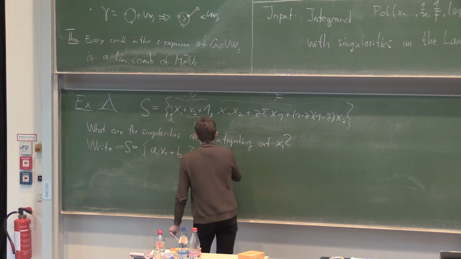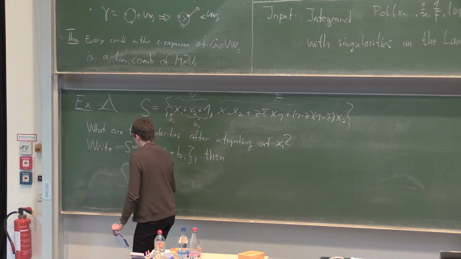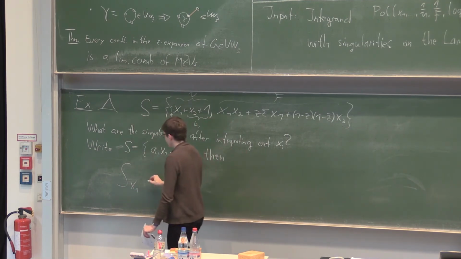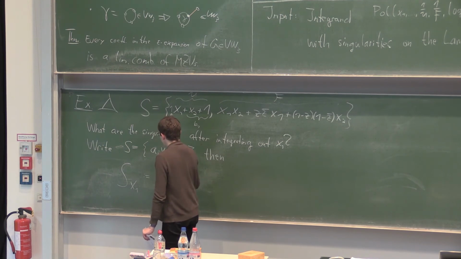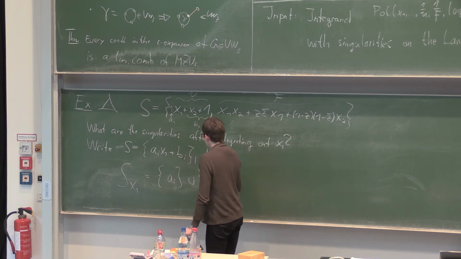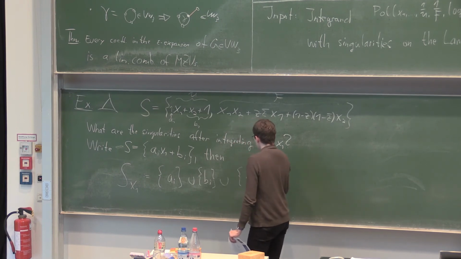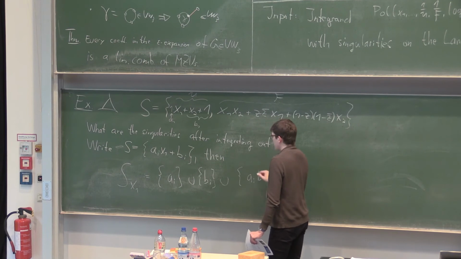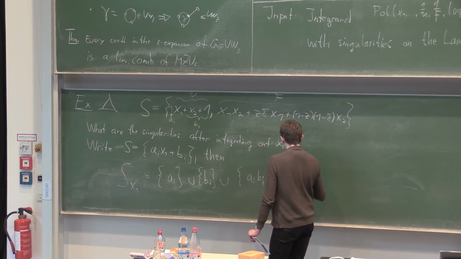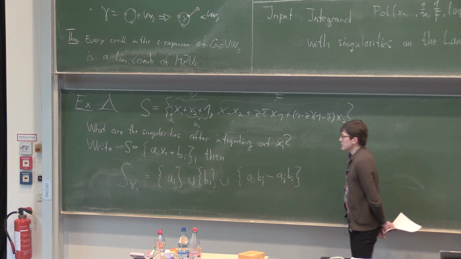So we do this, and then I define a new set of polynomials, singularities after integrating x1. So I denote it s lower index x1. And what do I do? Well, I take all the ai's, I take all the bi's, and I take extra terms, which are certain quadratic combinations. I take pairs of different entries, i and j different, and then I take the combination ai bj minus aj bi. And I'm claiming that this is an upper bound on the singularities.